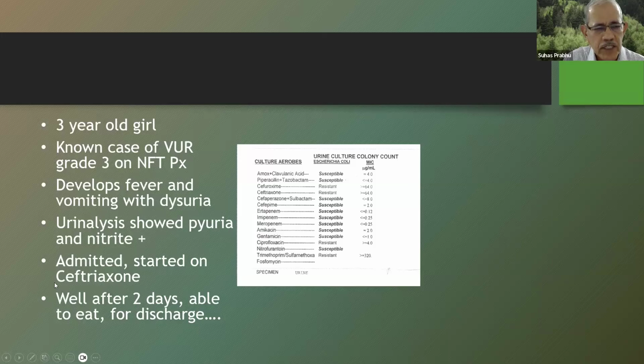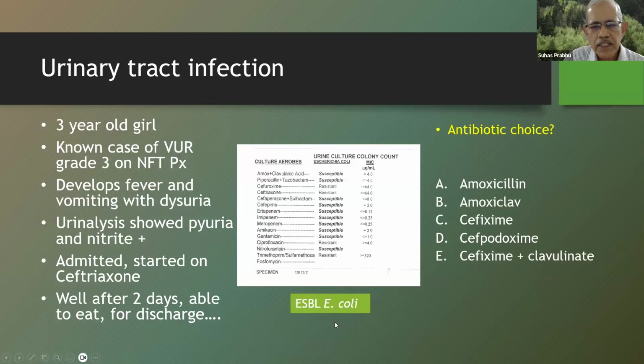Now, this patient has been started on ceftriaxone, and after 2 days, she is well. The fever has gone. She is able to eat. They want to go home. What is the organism that is causing the infection? It is an ESBL E. coli. Why do we say ESBL? Because it is ceftriaxone resistant, cefuroxime resistant on the culture sensitivity report, but it is susceptible when it's combined with a beta-lactamase inhibitor.